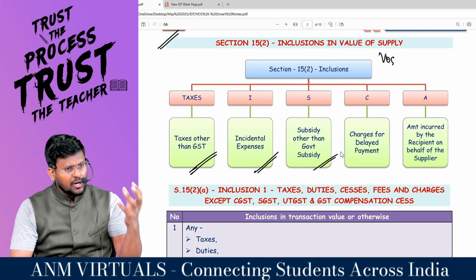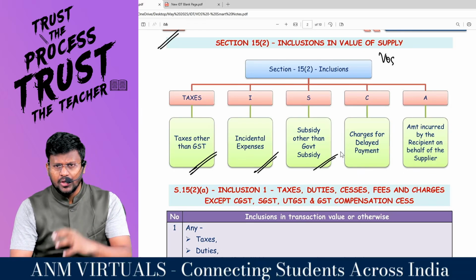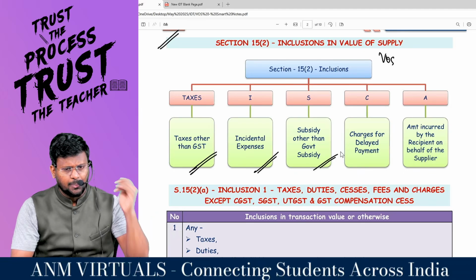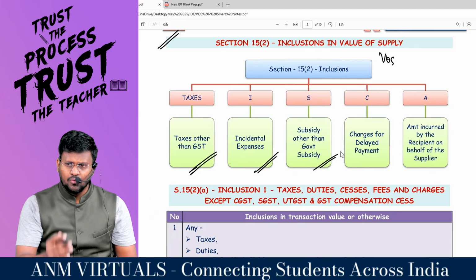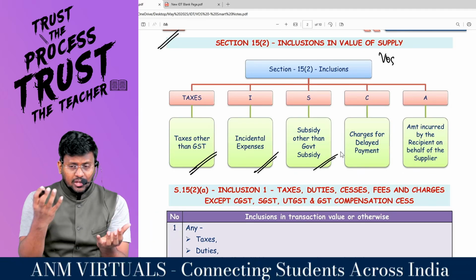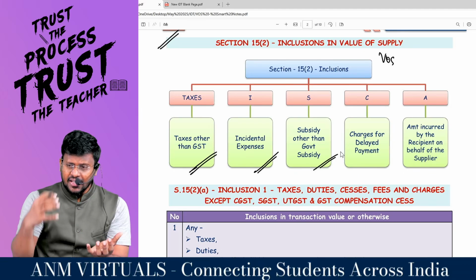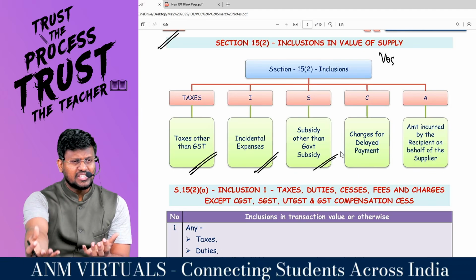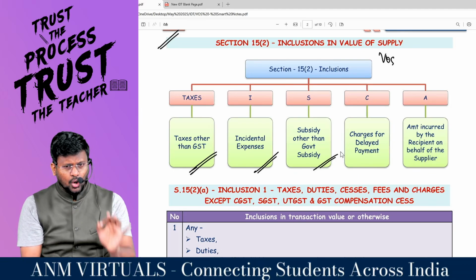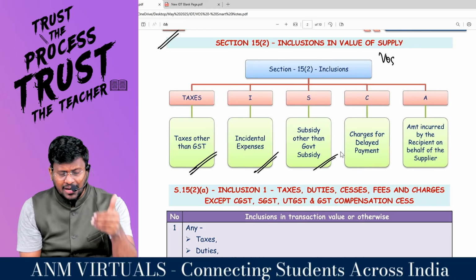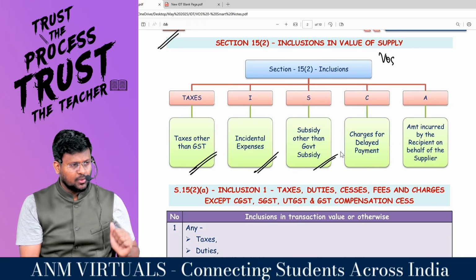Sir, if the government is giving you a subsidy and you include that inside the value of supply, my dear lovable students, the value of supply increases. On that you will calculate the GST, and again you have to pay back to the government itself. So there is no logic in including the government subsidy inside the value of supply, right, sir?